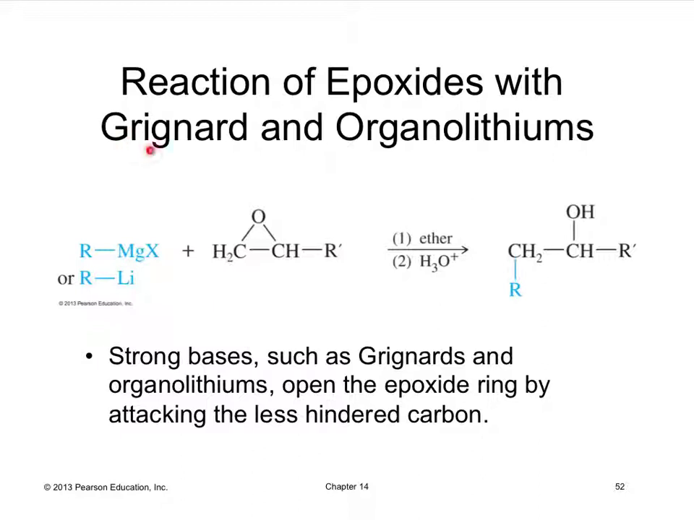Reactions of epoxides with Grignards and organolithiums. We've talked about this before. Here's an epoxide in the presence of either a Grignard or organolithium. It'll react on the least substituted side, so it'll react here, opening it up. Like in the basic case, these are strong bases, so you're going to open up the epoxide at the less hindered carbon. So that ends chapter 14.